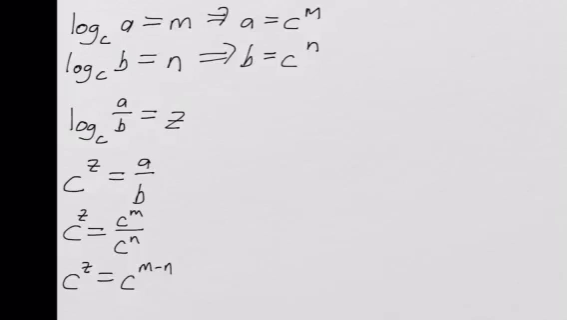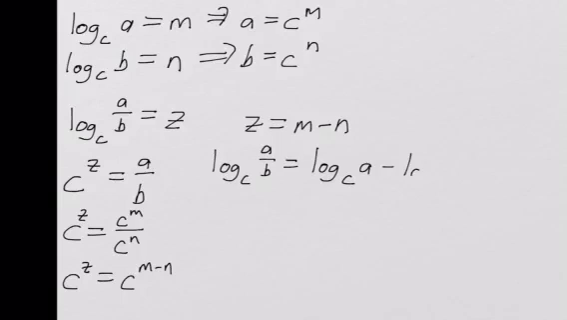And again, we have the 1-to-1 property. So z equals m minus n. And then we can substitute everything back in. Log base c of a over b equals log base c of a minus log base c of b. So that's deriving the quotient rule.